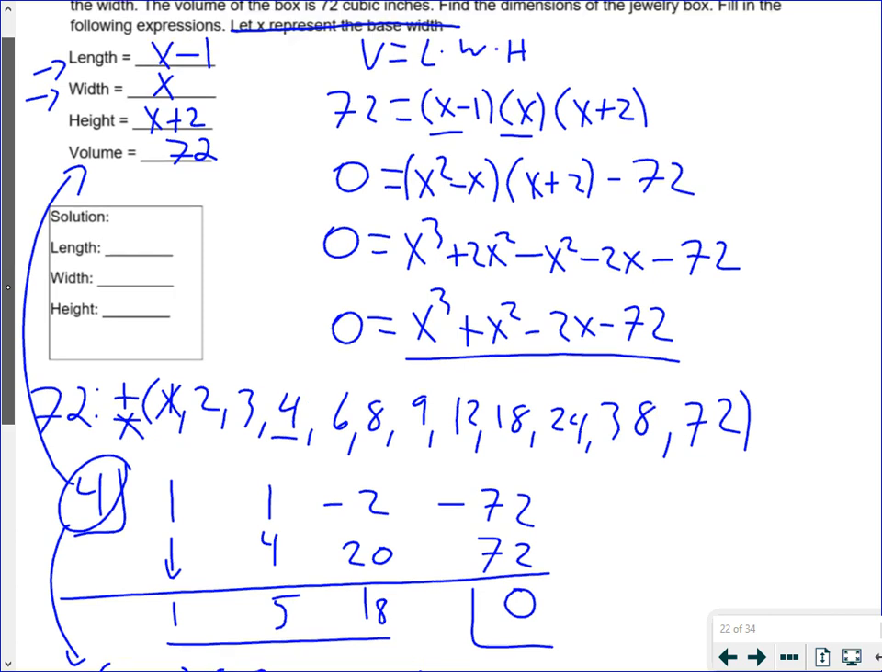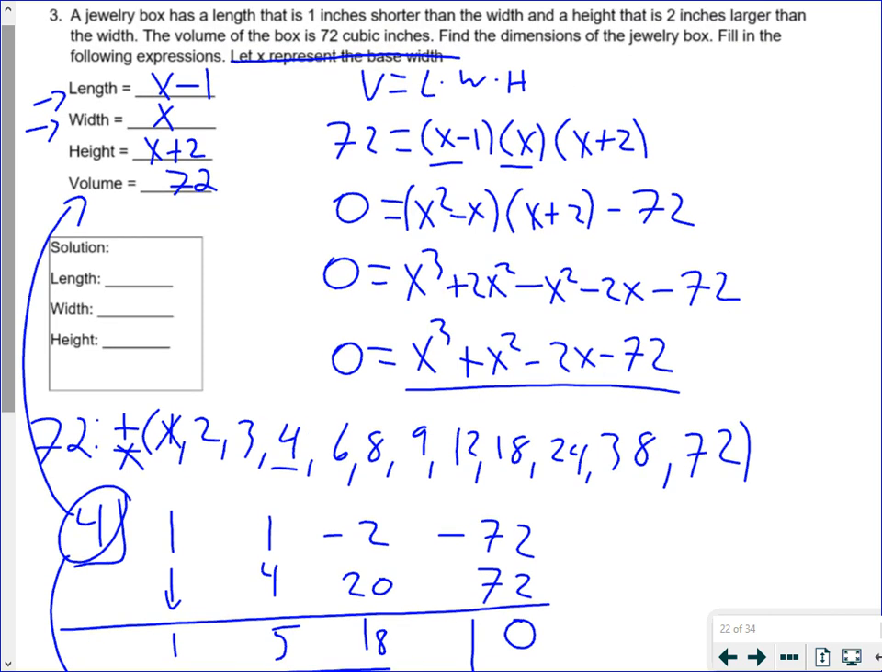to our terms up there. So our x is 4, so our length will be x minus 1, which is 3. Our width will be 4, and our height will be 4 plus 2, which is 6. And we can double check our work to make sure everything works. 3 times 4 is 12, and 12 times 6 is 72. So our length times width times height does equal the volume that we were given. So that means we got the right answer. Most likely got the right answer, let's put it that way. Okay? So let's keep on going.